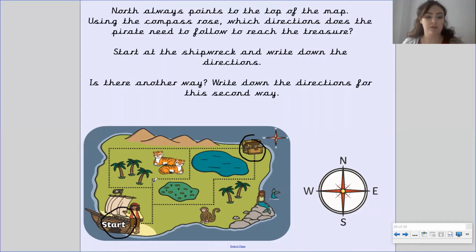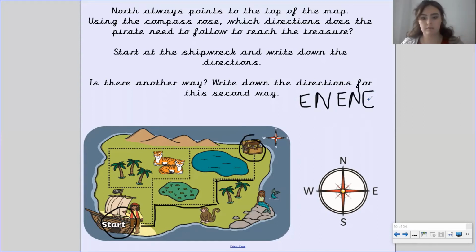Okay, great work. So I'm going to show you 2 different ways that you could use. So we could start here, which means we'd be going east first, then up, so we'd be going north, east, north, then east again, north, east, and north.